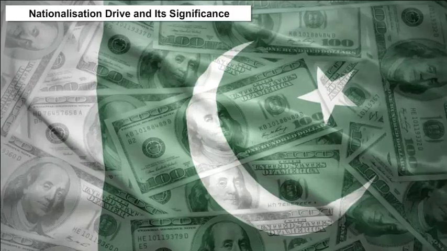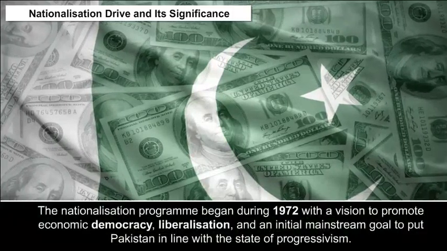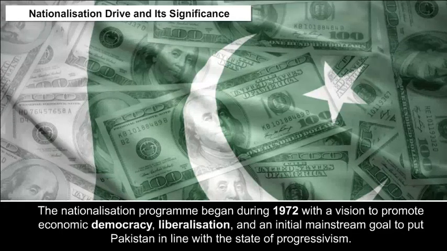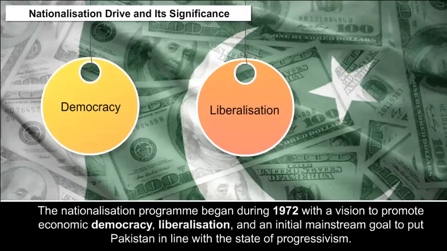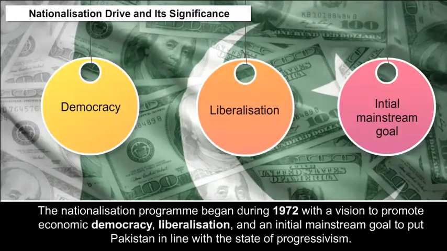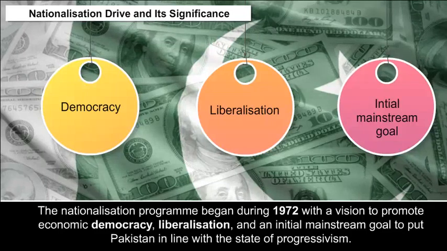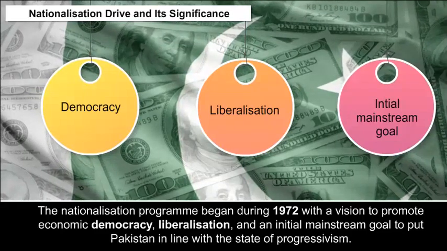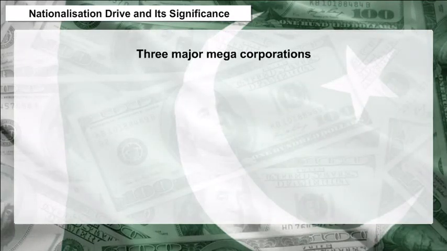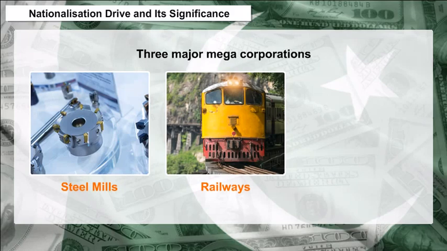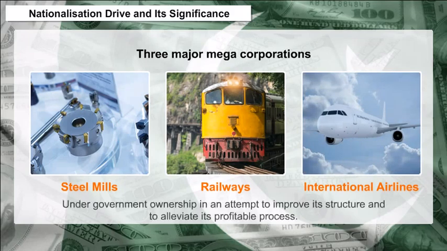Nationalization drive and its significance. The nationalization program began in 1972 with a vision to promote economic democracy, liberalization, and an initial mainstream goal to put Pakistan in line with the state of progressivism. The country activated the program to bring three major mega corporations, steel mills, railways, and international airlines, under government ownership in an attempt to improve its structure and to elevate its profitable process.